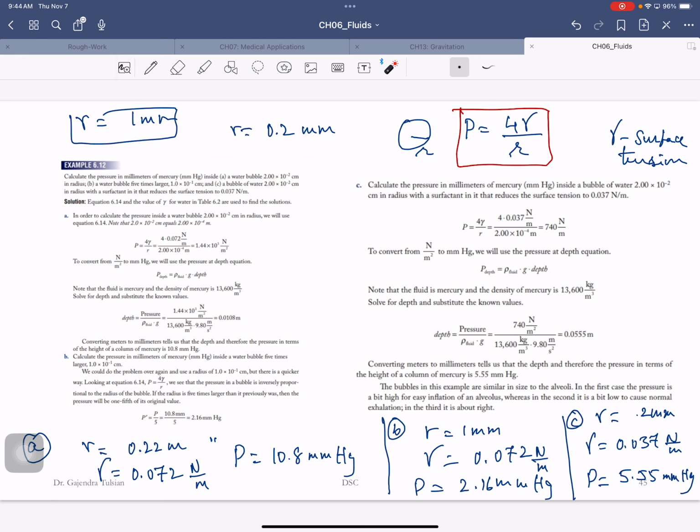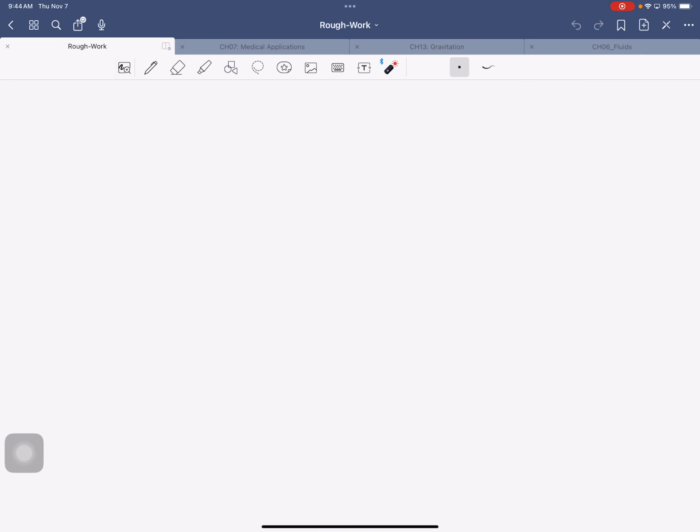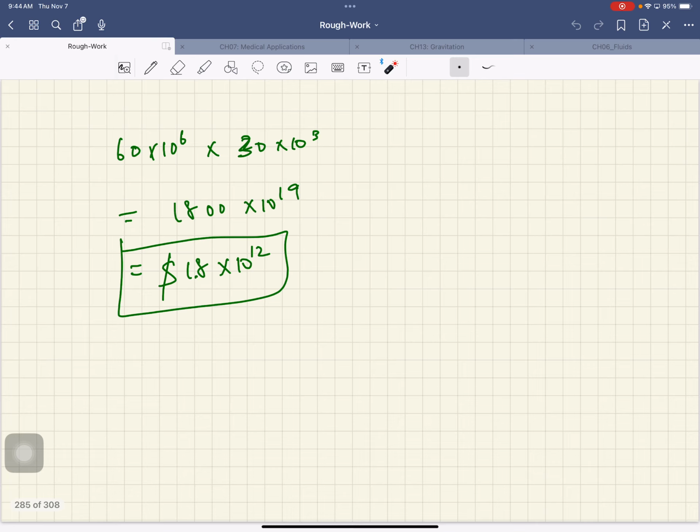In radius. Then we'll calculate a water bubble 5 times larger. 5 times larger is 1 millimeter. That's the size of alveoli in an emphysema patient. So what has happened is, do you guys know what is the volume of this sphere?